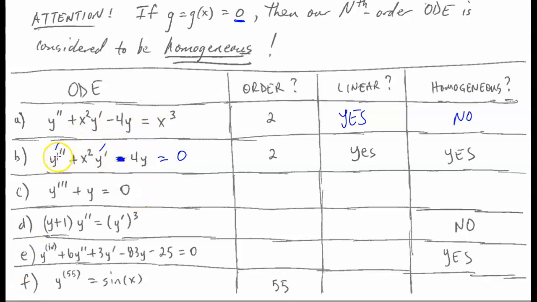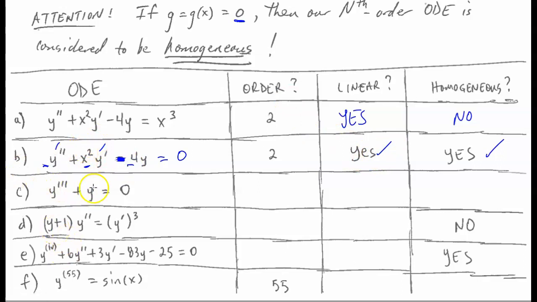And of course, we have second derivative, first derivative, no derivative. And then over here, we have 0. Okay. And so that's why, because the right-hand side is 0, that's why it's homogeneous. And of course, second derivative, first derivative, no derivative. And then all of the coefficients here are either constants or functions of x. That's why it's linear. Okay.